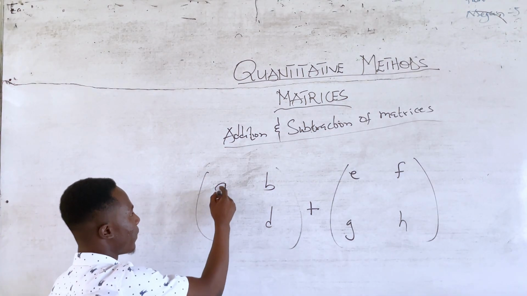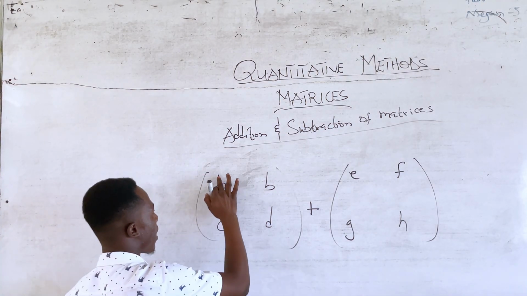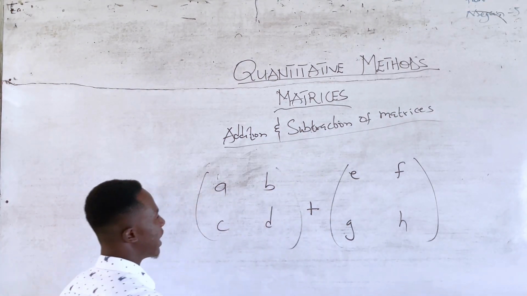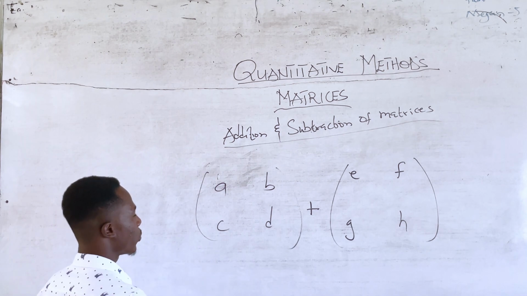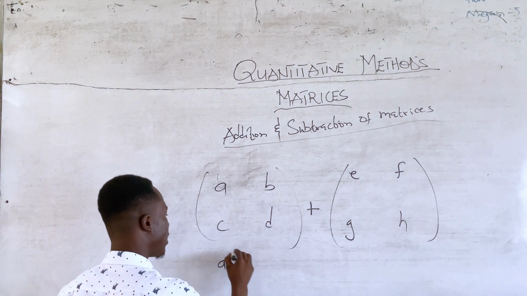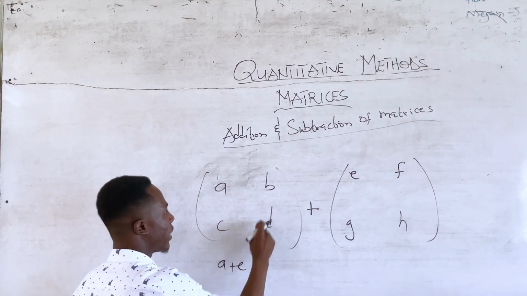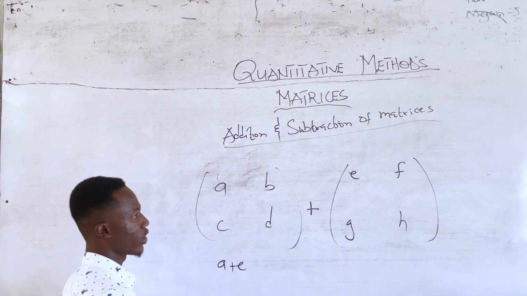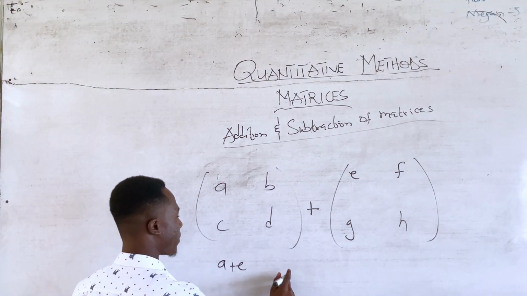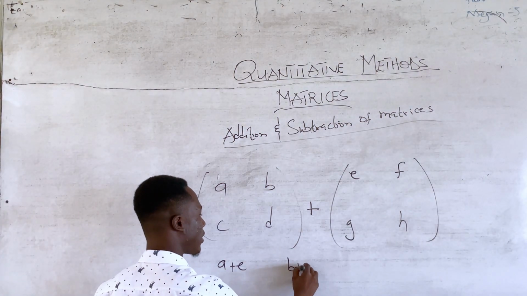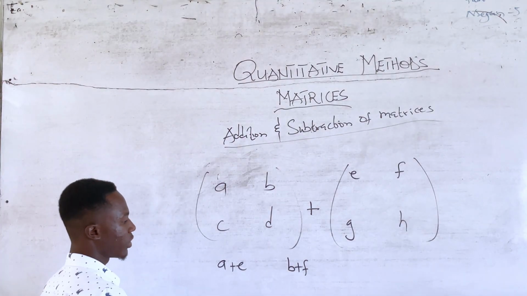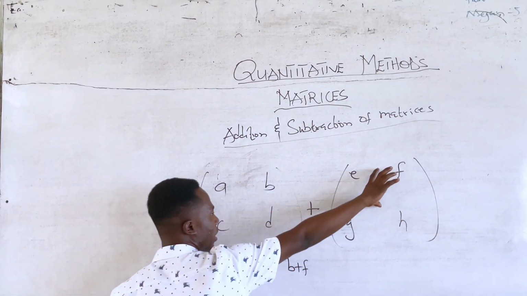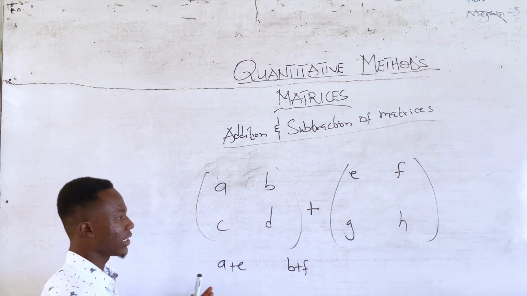So addition: the first letter here will add to the first letter in the other matrix. So you say A plus E. This one will add to this one. Then when you come to B, the B will also add to the F. So you are just matching them. So you bring it here. You say B plus F. There shouldn't be any addition here, because you see there are free spaces here, right? So you are treating them as they are.